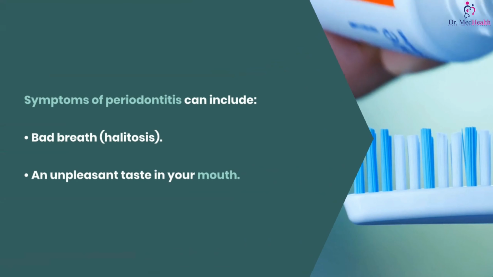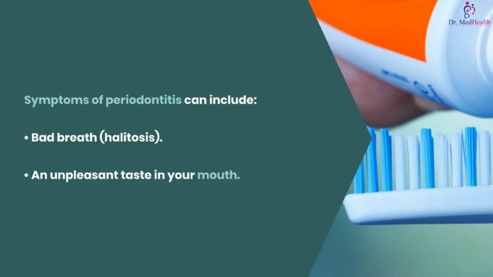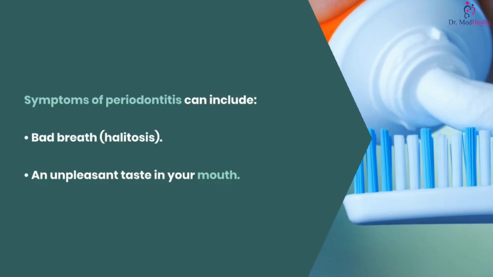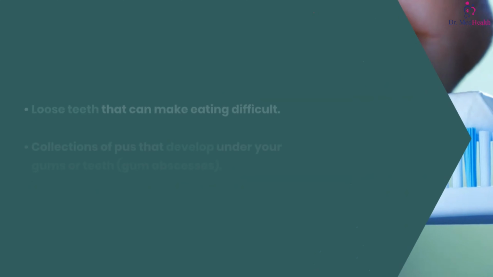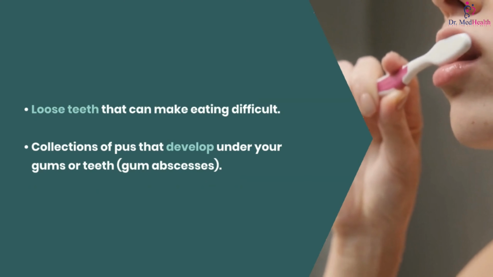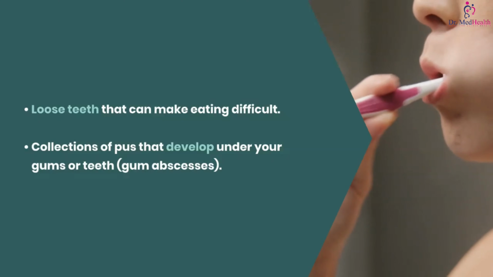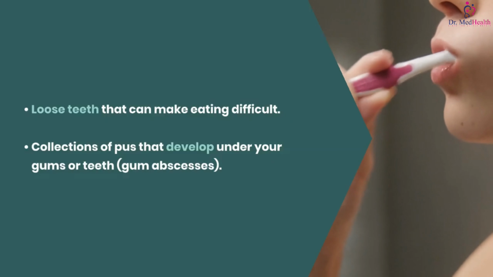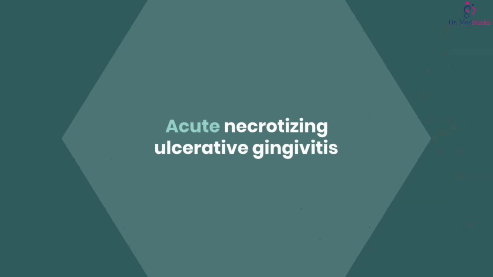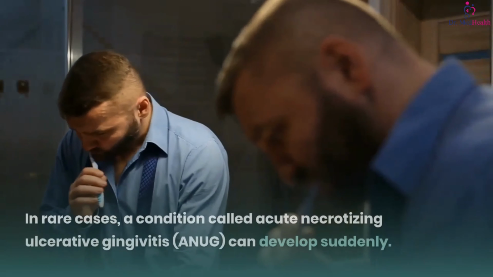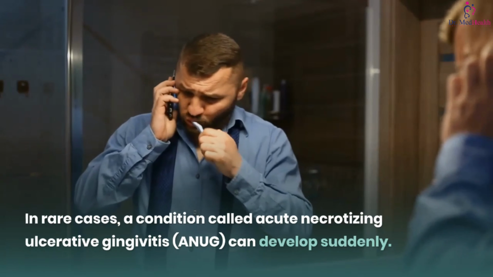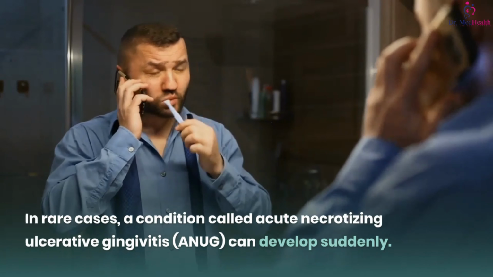Symptoms of periodontitis can include bad breath, halitosis, an unpleasant taste in your mouth, loose teeth that can make eating difficult, and collections of pus that develop under your gums or teeth, gum abscesses. Acute necrotizing ulcerative gingivitis. In rare cases, a condition called acute necrotizing ulcerative gingivitis, ANUG, can develop suddenly.